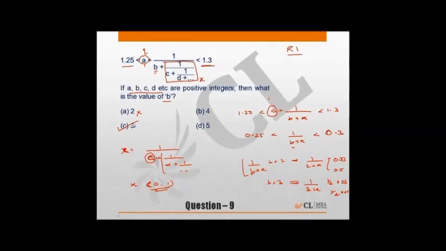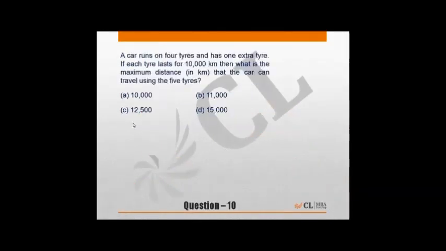Okay. Let's move to the next question now. Question 10. A car runs on 4 tires and has 1 extra tire. If each tire lasts for 10,000 kilometers, then what is the maximum distance that the car can travel using the 5 tires? Okay. Round 1. Basic question, simple question of arithmetic, should not take time. Now, each tire can last for 10,000 kilometers.